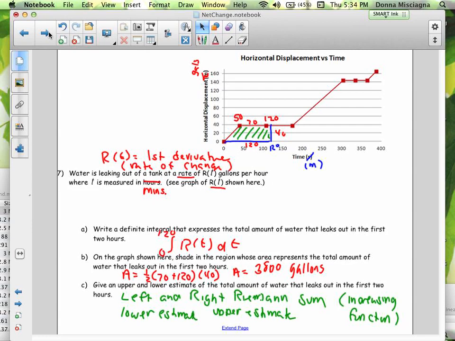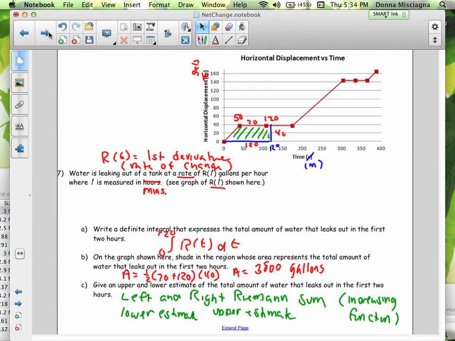On the graph here, shade in the region whose area represents the total amount of water that leaks out in the first 2 hours. So that means we're going to go to 120, and we're going to shade that in. It's a trapezoid, so we can find the area under the curve. We would just add 70 plus 120, the height of that is 40, divided by 2. So 3,800 gallons. So we're using area under the curve to evaluate our integral and find our total.